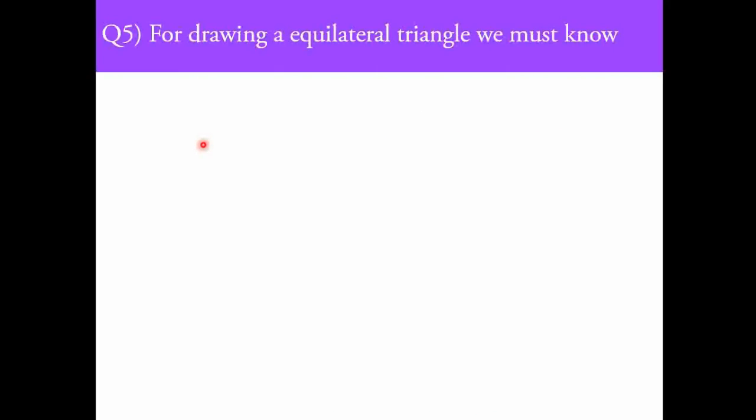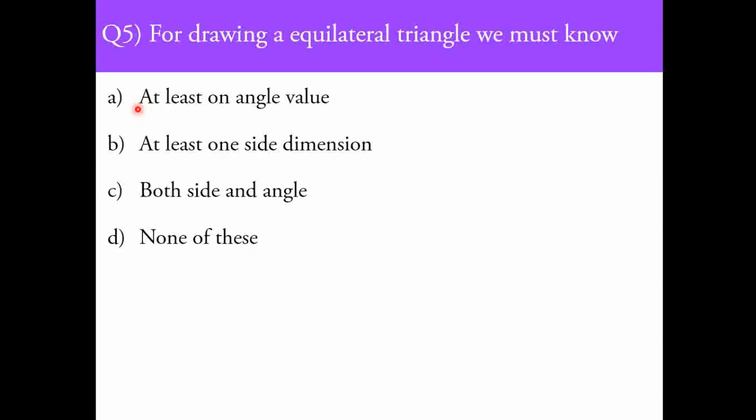Next question, question number 5. For drawing an equilateral triangle, we must know... Means for drawing an equilateral triangle in a geometrical construction, what is the basic information that we require? Just have a look at the options. The first option, at least one angle value, only one angle value. Option B, at least one side dimension. Option C, both side and angles are required. And option D, none of these.